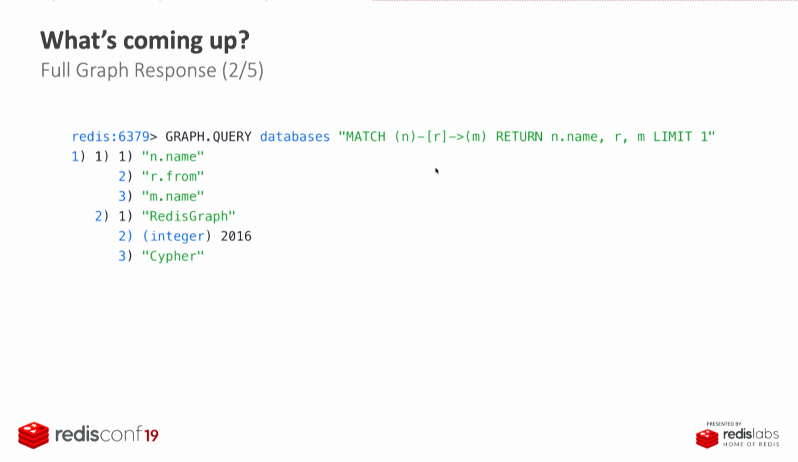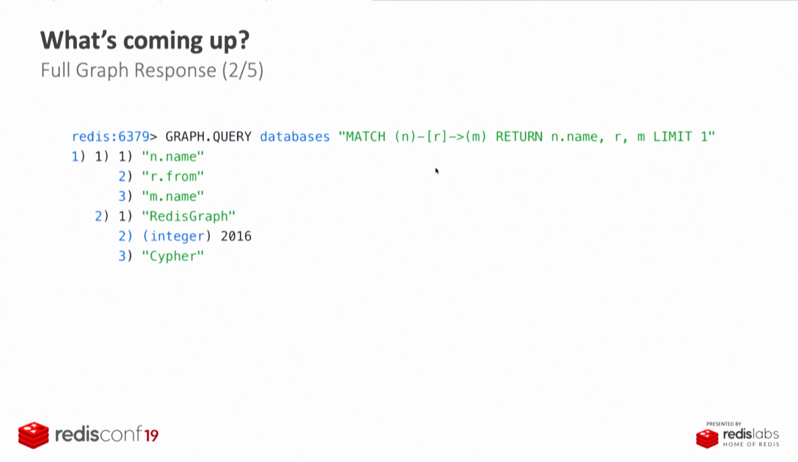However, when we look at the response, it's quite tabular. We'll see that it creates a column per property on that relationship and on that node. The first one is the name property, which is RedisGraph. Then the from property is there, 2016. And then there is Cypher, which is the name property on the resulting end node. There are a couple of shortcomings with this.